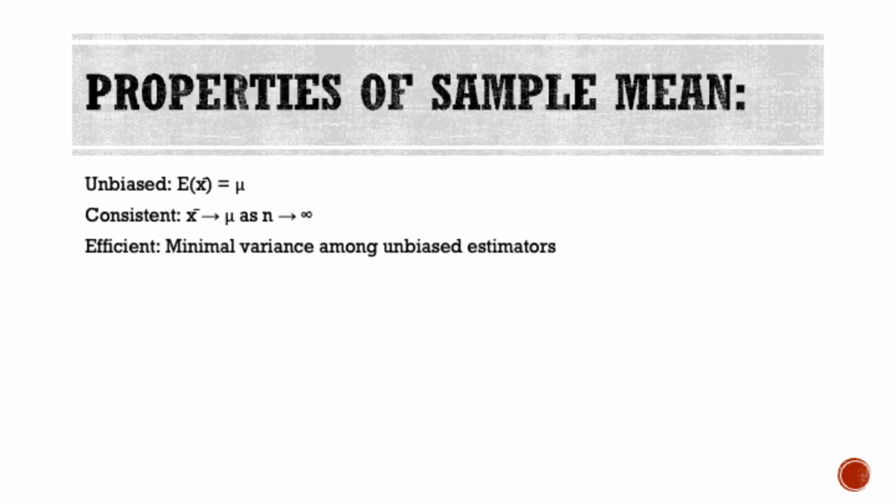The sample mean has several important properties. It's unbiased, meaning its expected value equals the population mean. It's consistent, meaning it converges to the population mean as sample size increases. And it's efficient, meaning it has minimal variance among unbiased estimators.